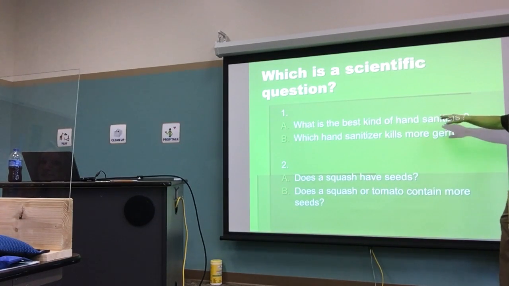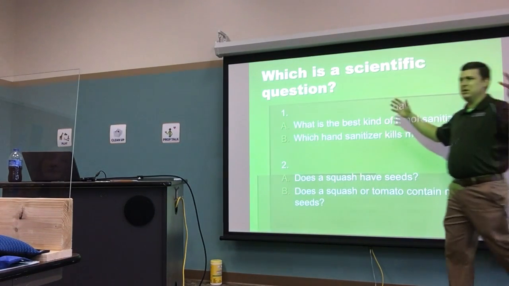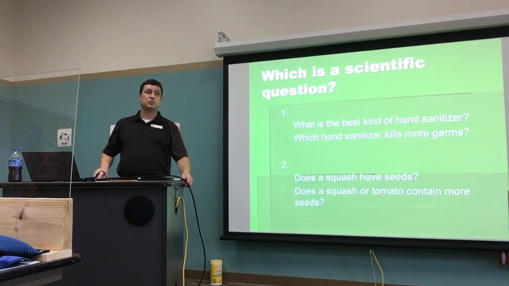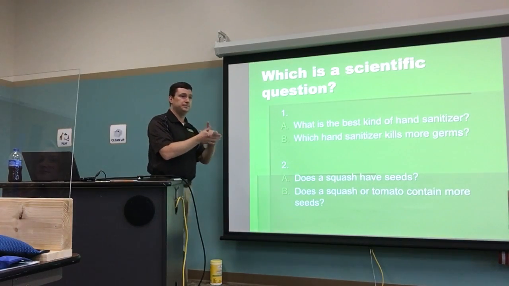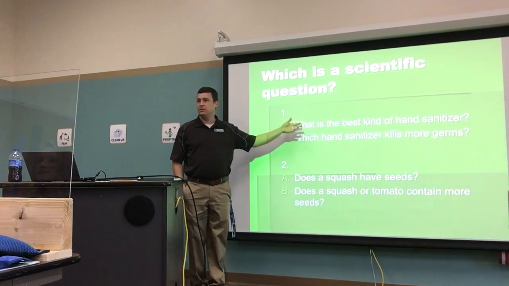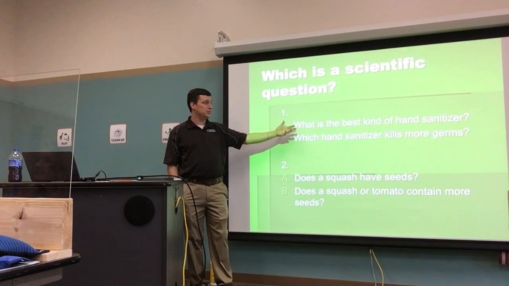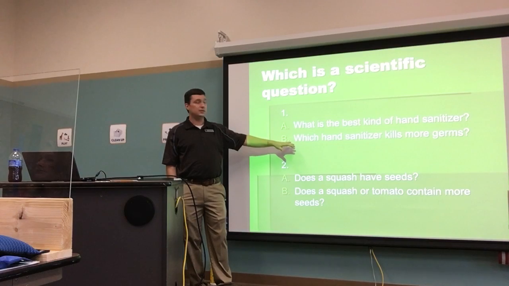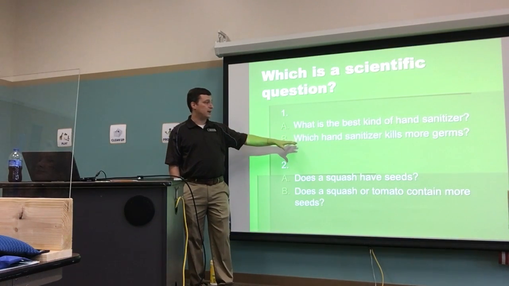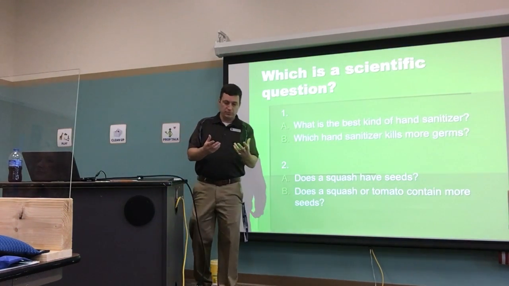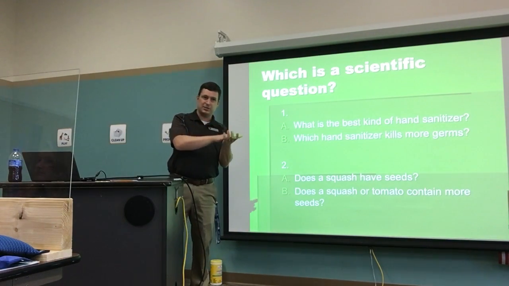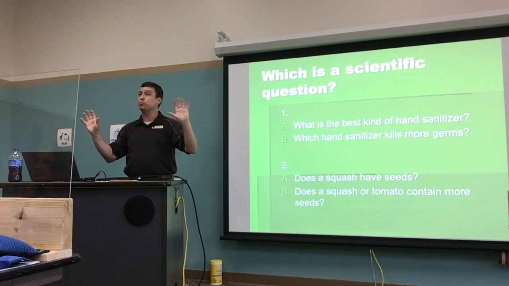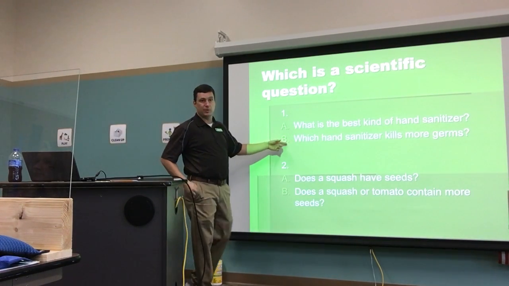Look at A. What's the best kind of hand sanitizer? What does that even mean? What does best mean? Maybe it means the one that you think smells nice. Maybe it's the one that leaves your hands less sticky. We don't know what best is, do we? We can't test best, we can't measure best. So that's really not a scientific question. 1B is scientific. We can measure that. We can take some germs, use one hand sanitizer, use the other, do a swab, and figure out which one killed more germs. We can test that, can't we?